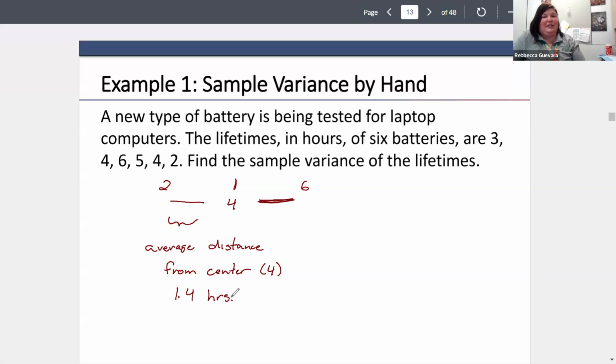That's really all that standard deviation is doing. It's averaging out. We know that distance is 2, but not everything is 2 away. We've got some things that are 5 away. We have some things that are 3 away. So we're just trying to, like I said, find an average of that.